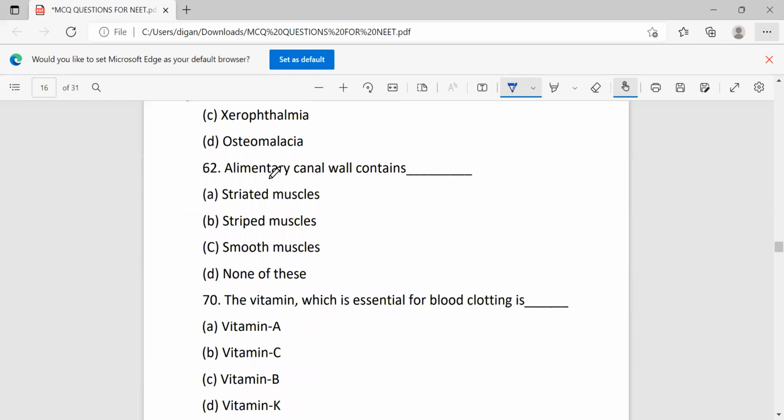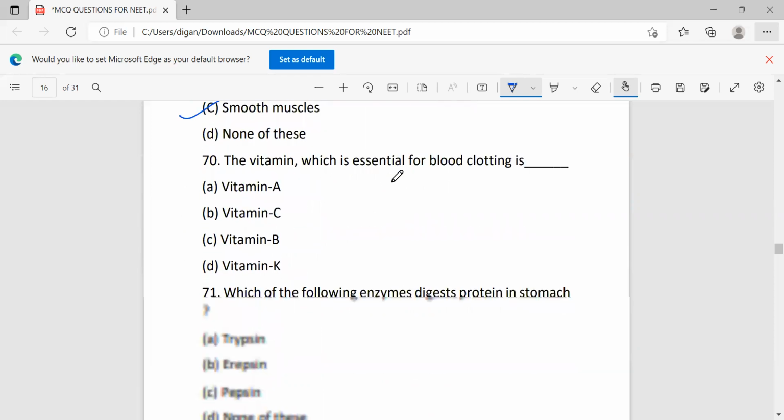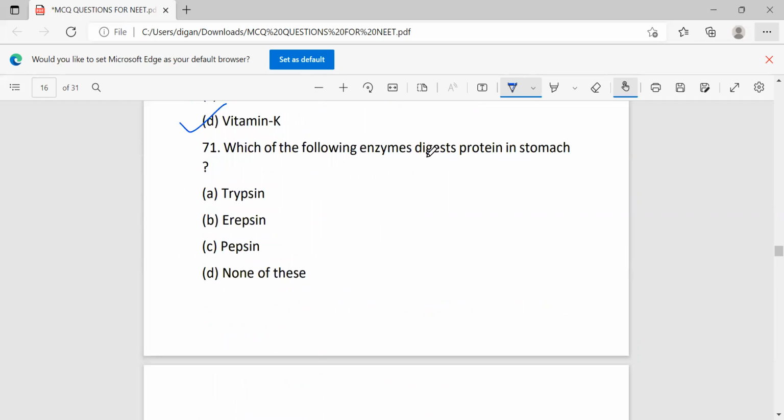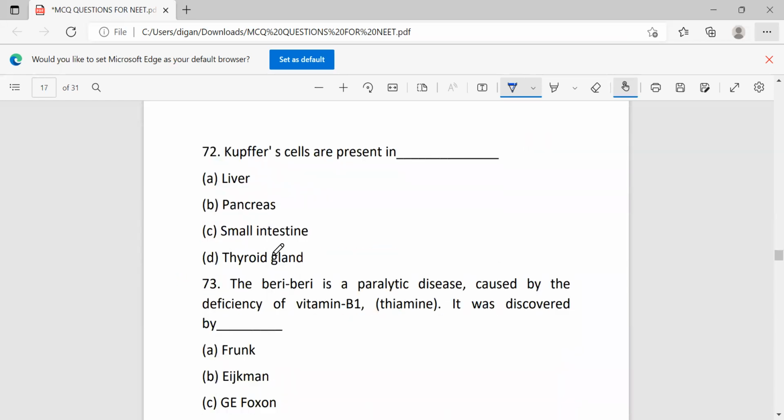For next question, the alimentary canal contains, correct option is C, smooth muscle. For 70, the vitamin which is essential for blood clotting is, correct option is D, vitamin K. Which of the following enzymes digests protein in the stomach? For 71, correct option is D, none of the above. Next question, Kupffer cells are present in, and these are the options, and correct option is liver.